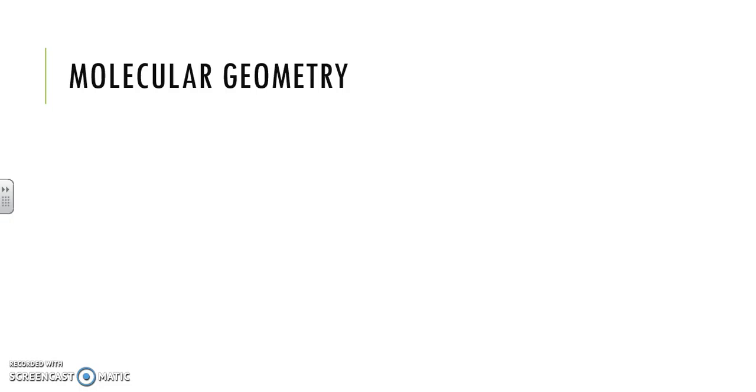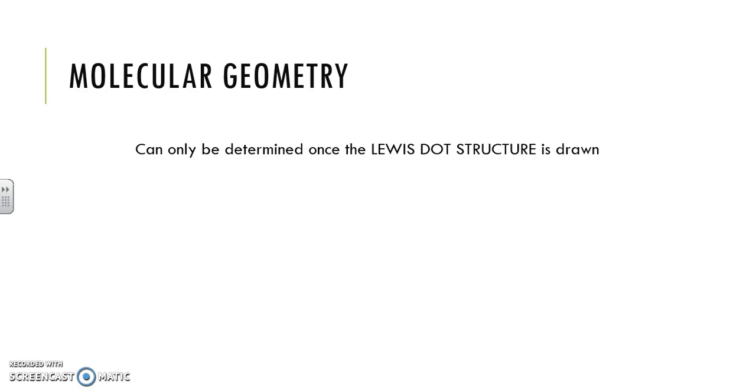Molecular geometry is just a really fancy way of saying what shape each of these molecules have. The only way that you can determine the shape of the molecule is after having drawn a Lewis dot structure. A Lewis dot structure gives us really valuable information, such as what type of bonds exist between the atoms, how many lone pairs there are, and that dramatically affects the overall molecular shape.